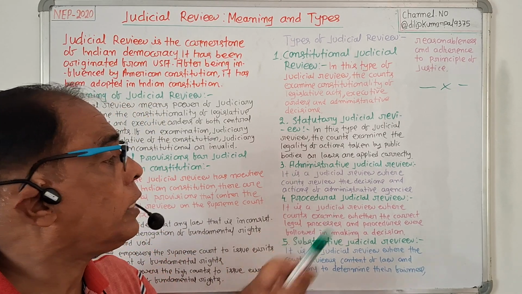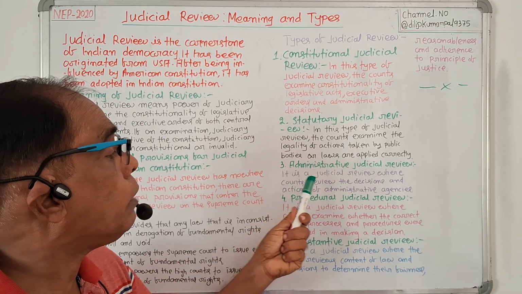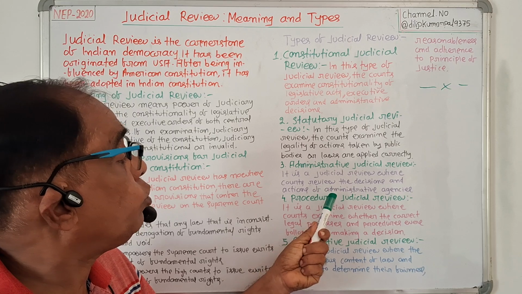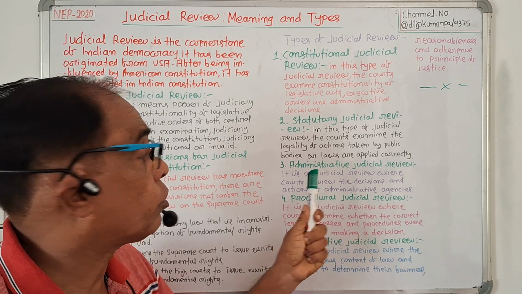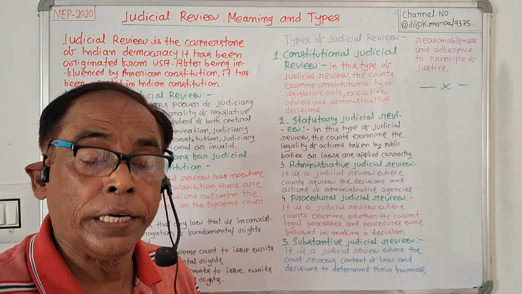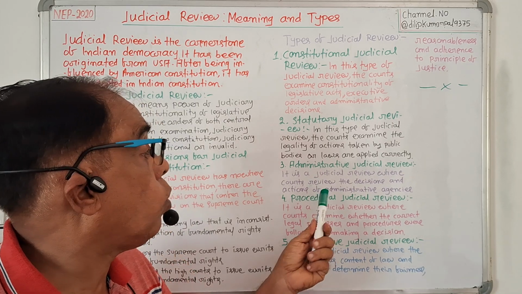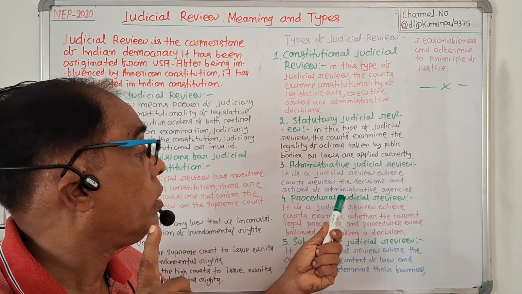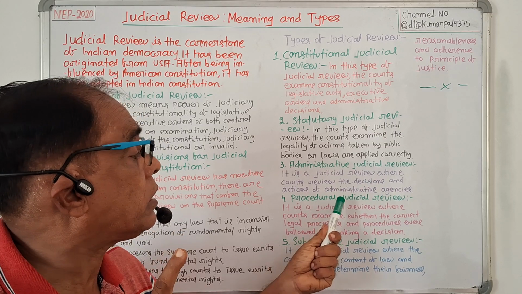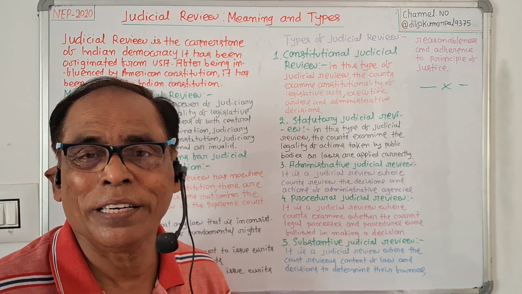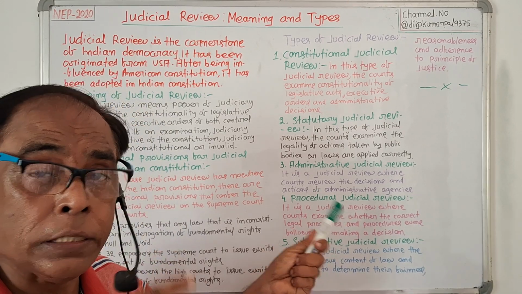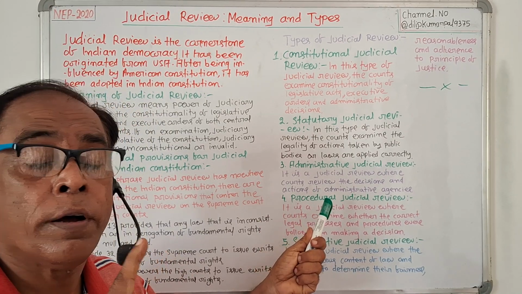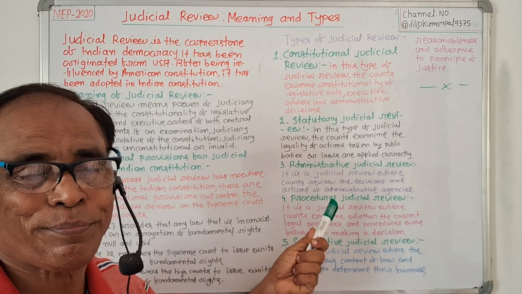Number 3, administrative judicial review. It is a judicial review where courts review decisions and actions of administrative agencies. So, administrative judicial review means the court will review decisions and actions of administrative agencies. In administrative judicial review, the court will examine the decisions and actions of administrative agencies.